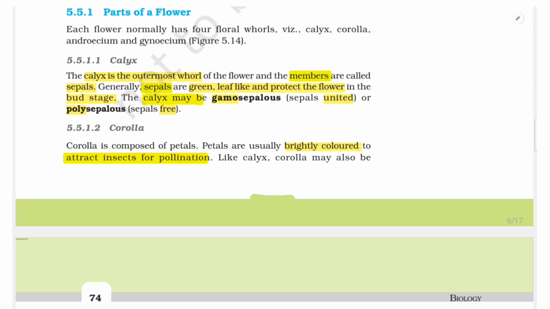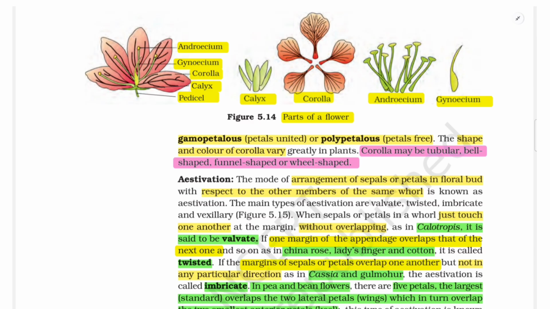5.5.1.2 Corolla. Corolla is composed of petals. Petals are usually brightly colored to attract insects for pollination. Like calyx, corolla may also be gamopetalous, petals united, or polypetalous, petals free. The shape and color of a corolla vary greatly in plants. Corolla may be tubular, bell-shaped, funnel-shaped, or wheel-shaped.